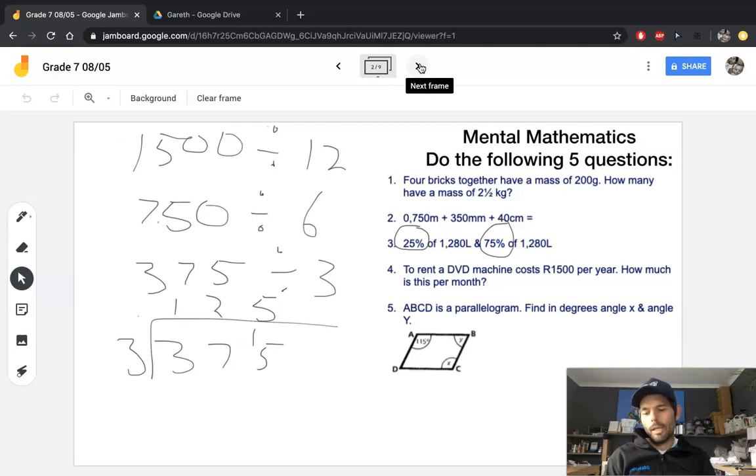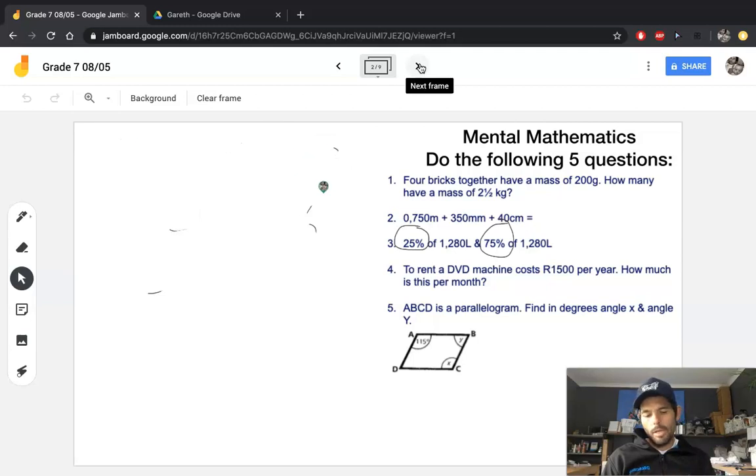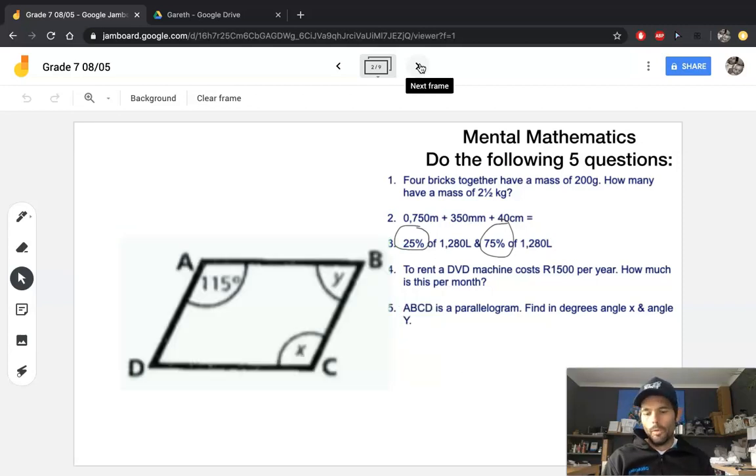Then question 5, just looking at angles in quadrilaterals. Okay, and we know that in a parallelogram, opposite sides are parallel. So that means that angle Y, and let me just enlarge this picture quickly. Okay, we know that 115 plus angle Y, those angles need to be supplementary because these 2 lines are parallel because it's a parallelogram. So what do I add to 115 to get to 180? Yes, Y equals 65.